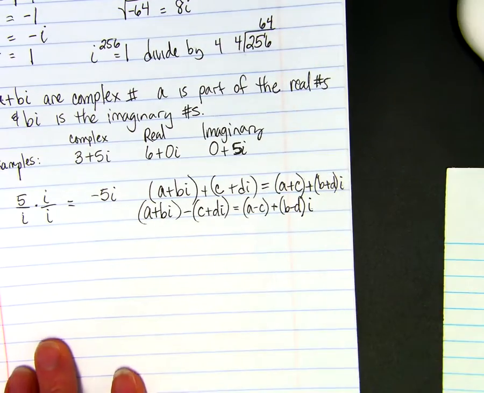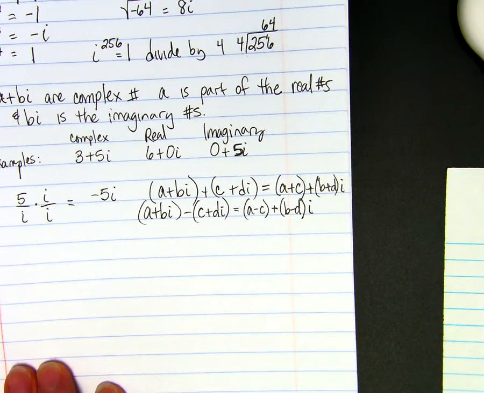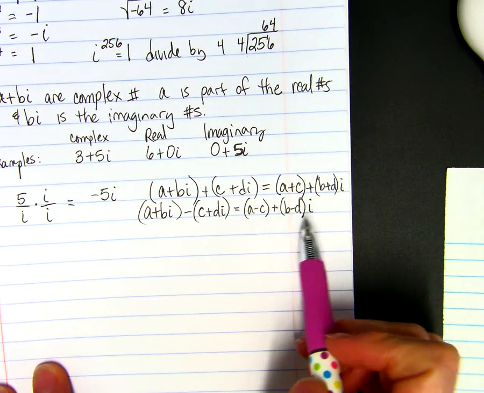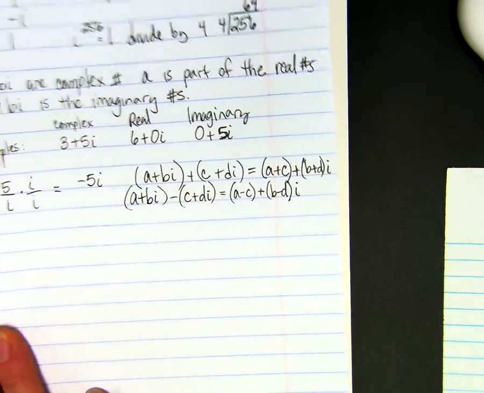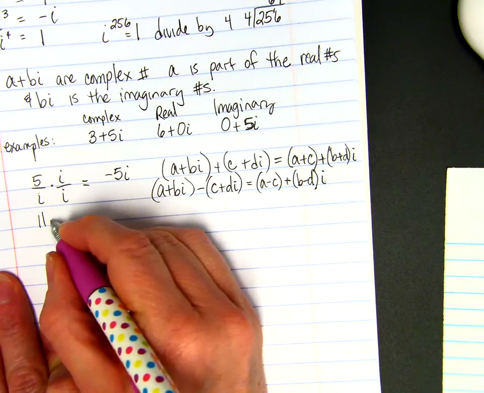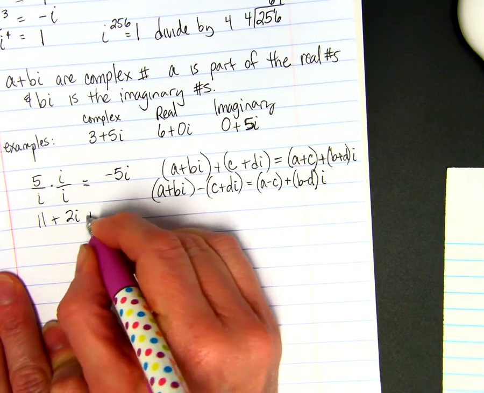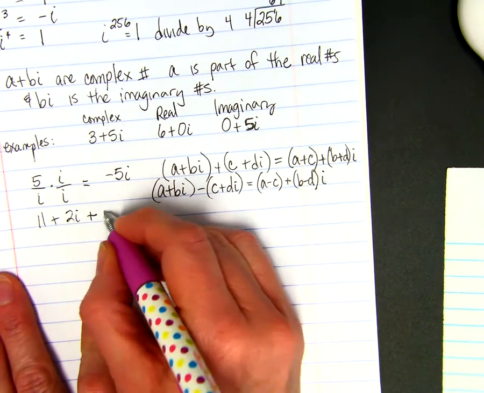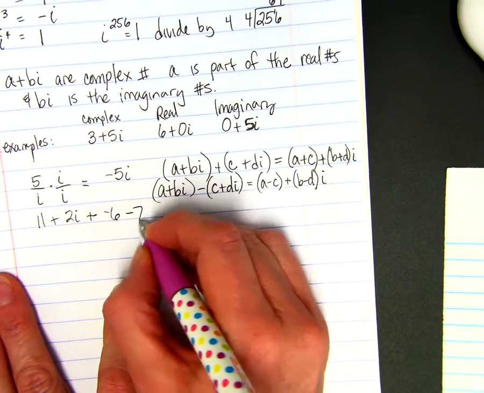Unless B minus D becomes negative, and then you would change the plus to a minus and leave it positive. I don't know if that makes sense. I'm going to show you an example. So if I have 11 plus 2i minus, I'll show you, it's really a lot more simple than this, negative 6 minus 7i.